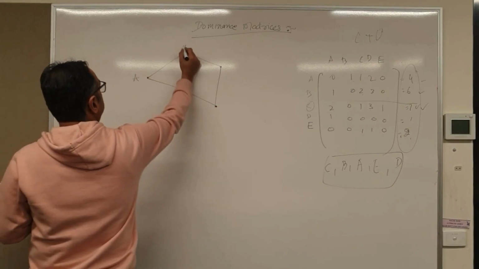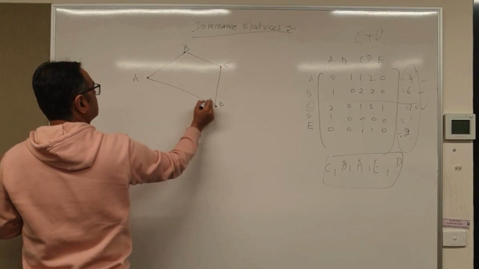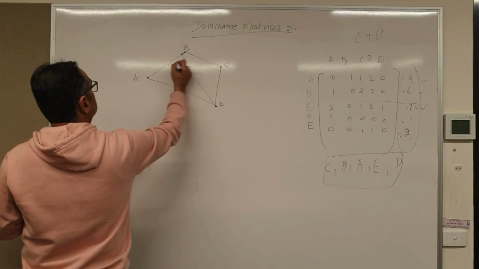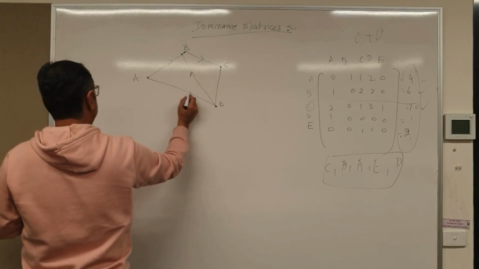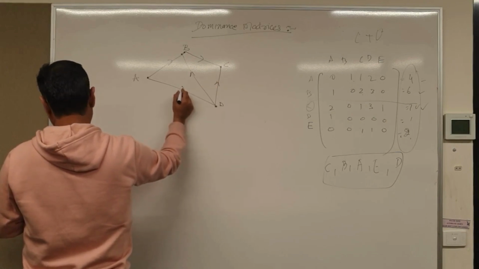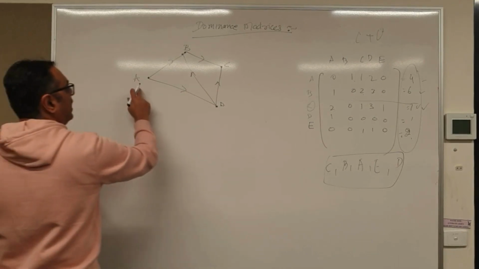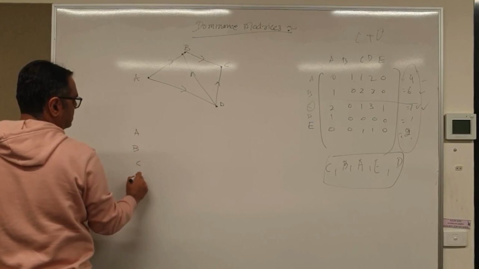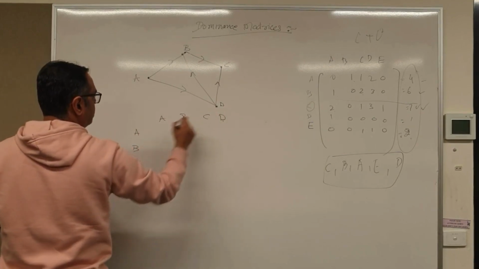A, B, C, D. Let's say one connection here, and this is how the arrows are flowing. Now, let's take an example here. A, B, C, D. So I say A, B, C, D, and another A, B, C, D.